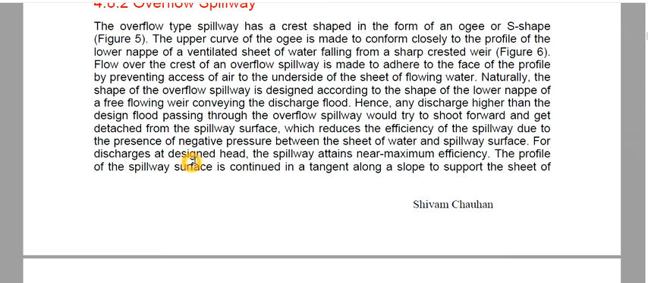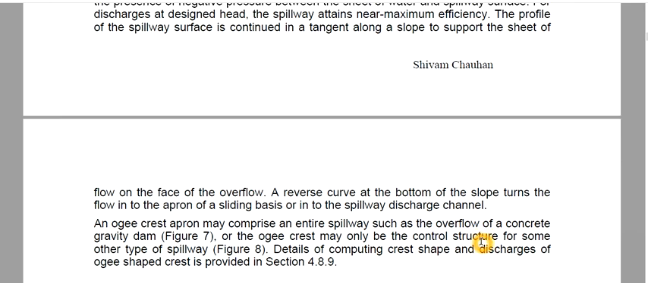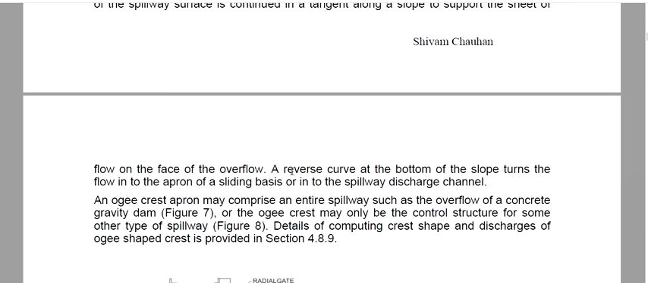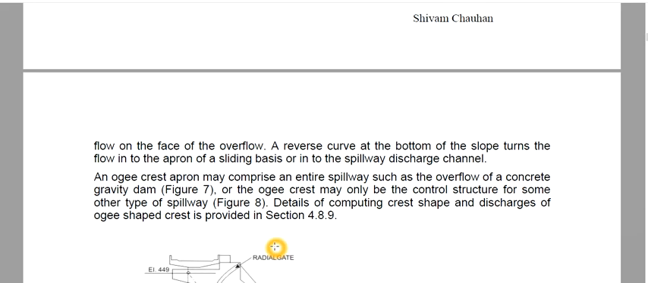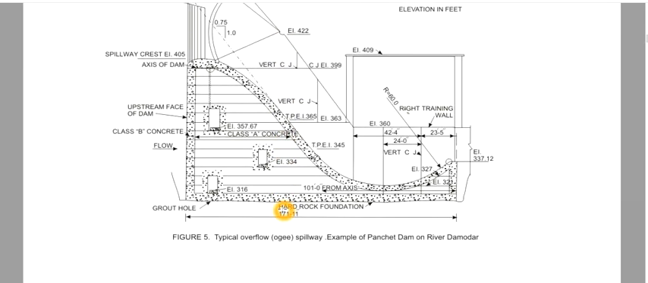And for the discharges at design height, the spillway attains near maximum efficiency. The profile of the spillway surface is continued in a tangent slope to support the sheet of flow on the face of the overflow. A reverse curve at the bottom of the slope turns the flow into the apron of a stilling basin or into the spillway discharge channel. An ogee crest apron may comprise an entire spillway such as overflow of a concrete gravity dam.